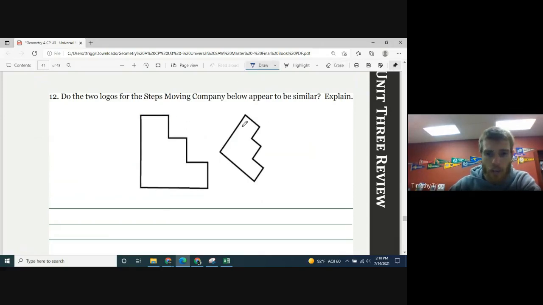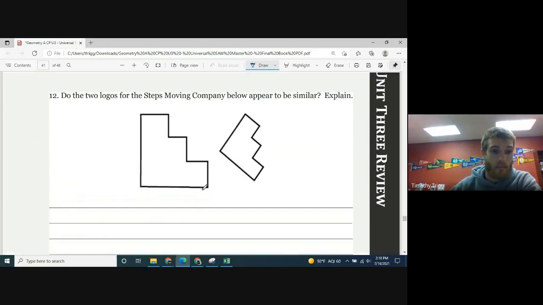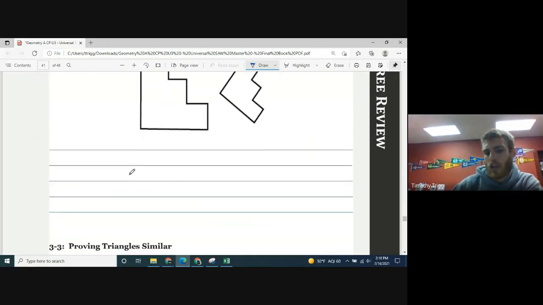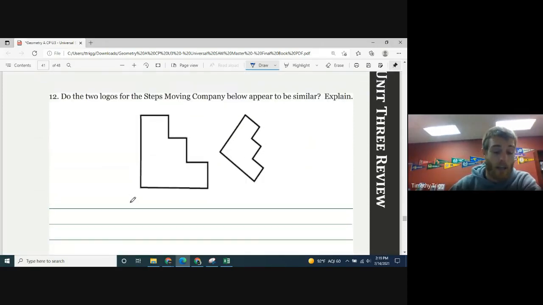Also, all the angles need to match, but they appear to. So we don't know for sure because they don't give us any numbers, but these two shapes appear to be similar. They appear to be the same shape, but not necessarily the same size, okay? So with that, I want you just to try to explain that here, okay? Just like how I did. So these two shapes appear to be proportional in size and also have the same angles. Therefore, they appear to be similar shapes.